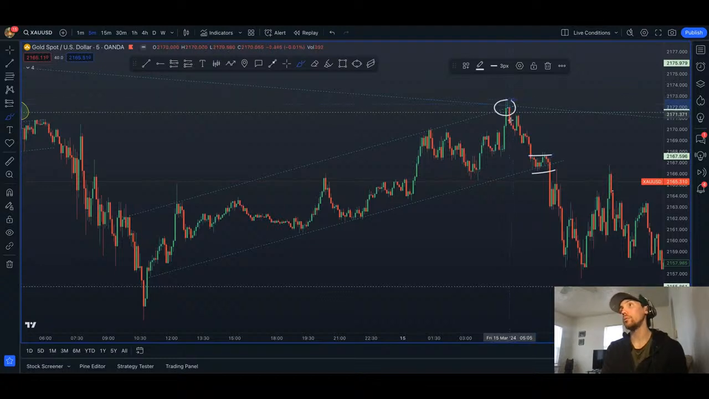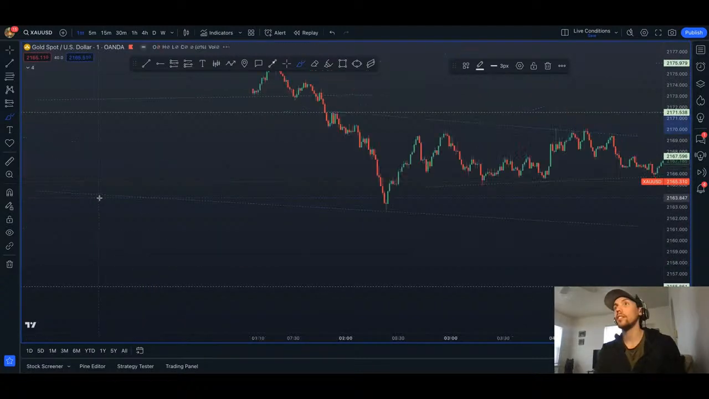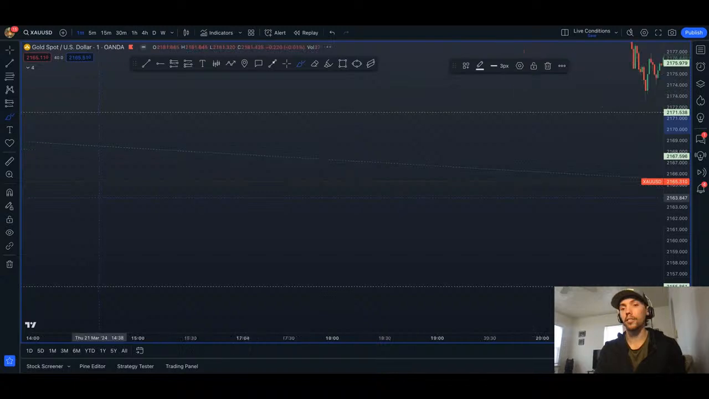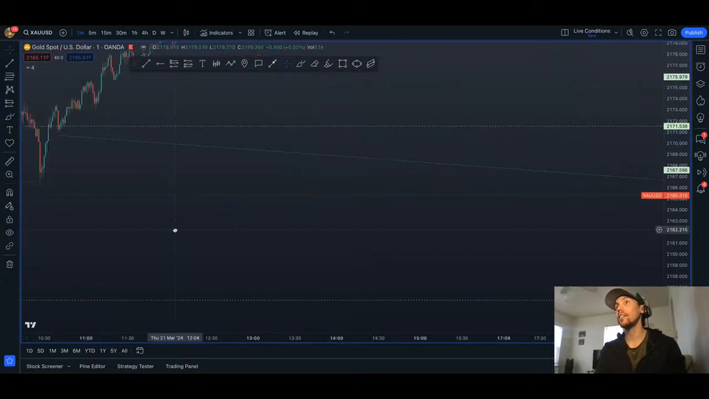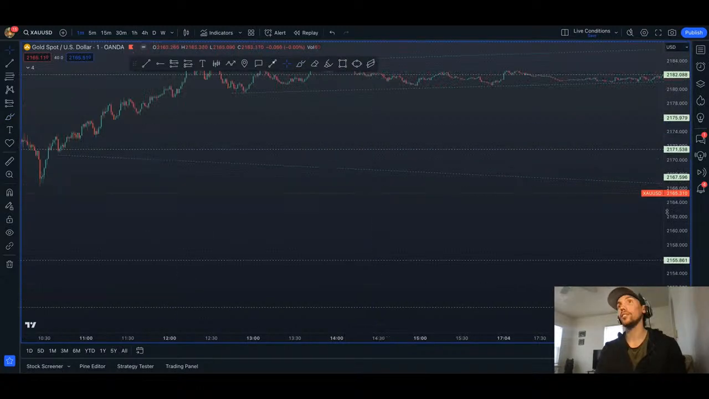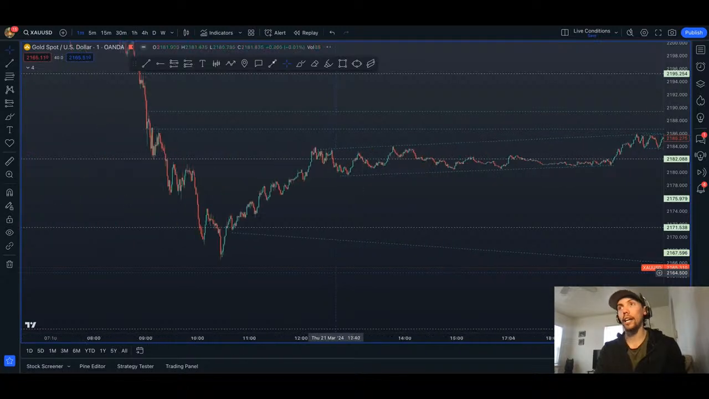Price immediately rejects. You get that first push back up, and if we drop down again, some people are freaking out right now. They're like, I cannot believe you just dropped down another time frame. Like, guess what? I did. I dropped down to the 1 minute. There's nothing you can do about it. We're absolute maniacs here.